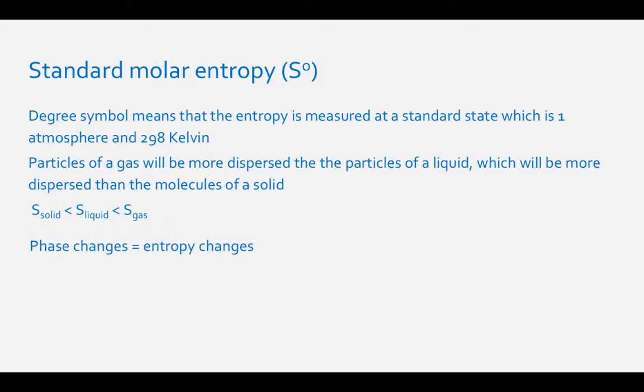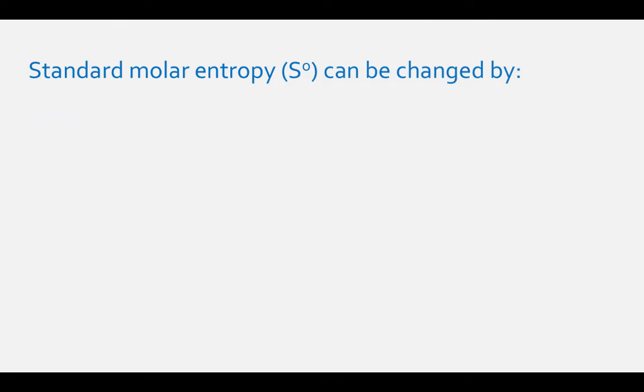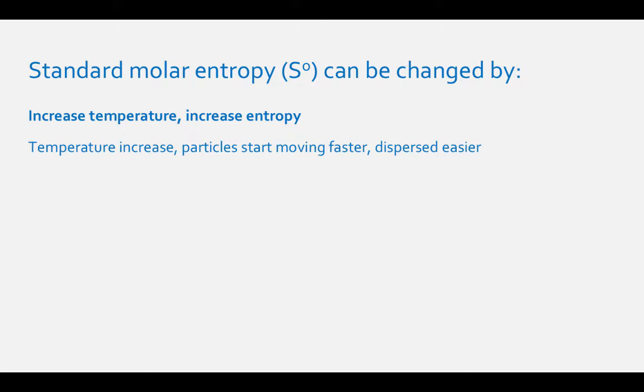Some other ways in which entropy changes are with temperature changes, volume changes, and when the number of gas particles change. When temperature and volume of a reaction increase, so does standard molar entropy. This makes sense if we think about this in terms of kinetic molecular theory. If you increase the temperature of a substance, the particles will start moving faster. When the particles are moving faster, they can be dispersed easier, which leads to a higher entropy.